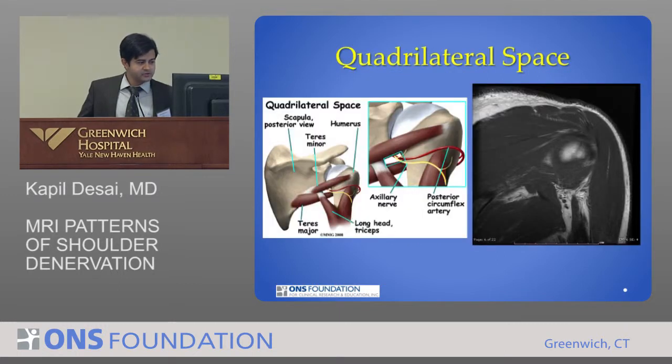which is worth mentioning. The quadrilateral space is an anatomic region that's been defined in the medial aspect of the shoulder. It's this little square here, and it's bound superiorly by the teres minor muscle, inferiorly by the teres major, medially by the triceps, and laterally by the humeral shaft here.